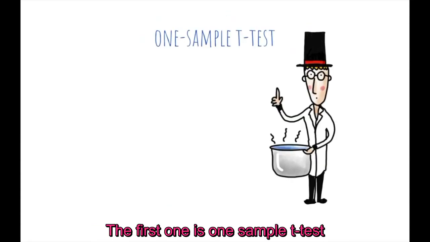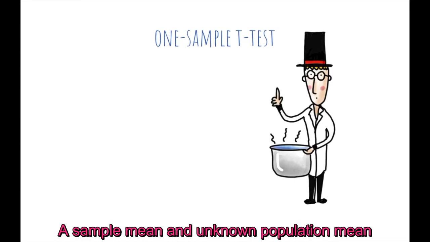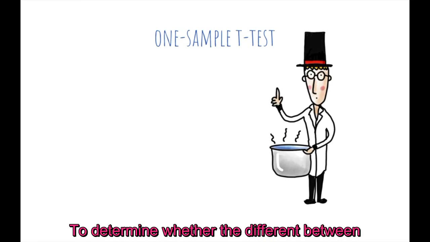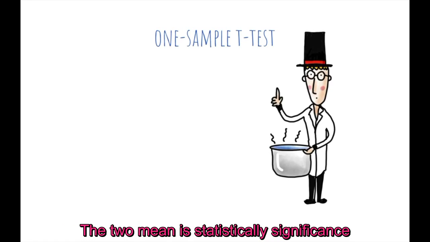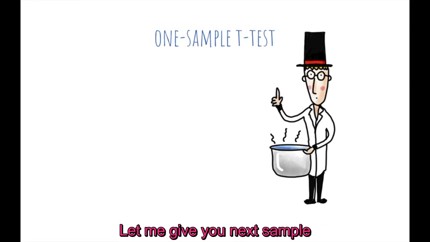The first one is the one-sample t-test. A one-sample t-test compares a sample mean and a known population mean to determine whether the difference between the two means is statistically significant or occurred by chance alone.